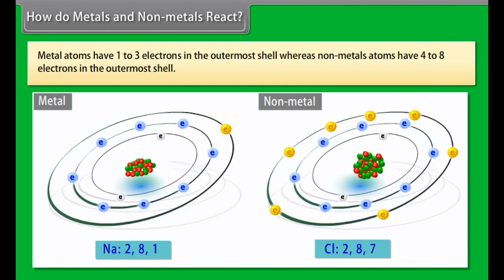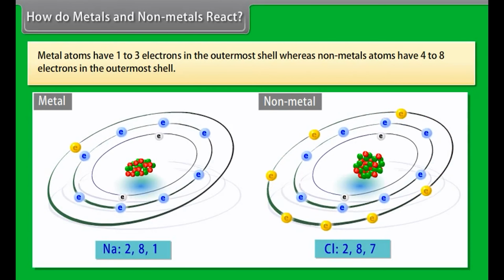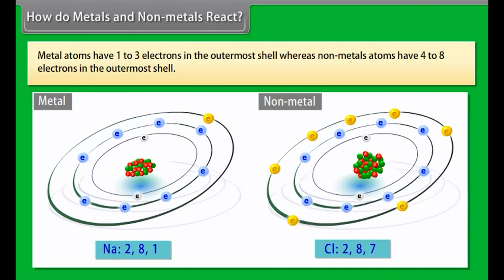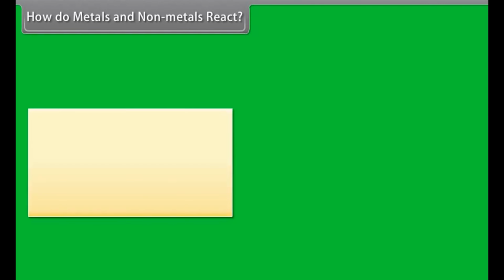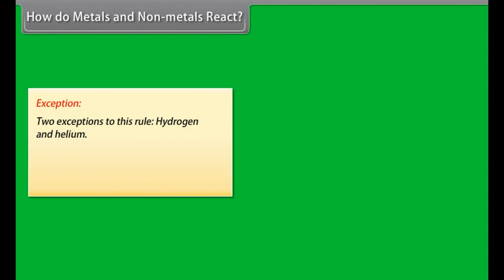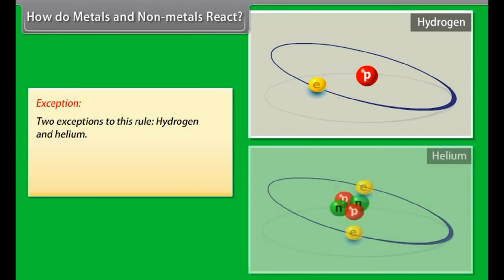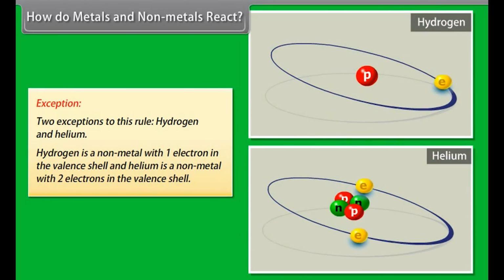Metal atoms have 1 to 3 electrons in the outermost shell, whereas nonmetal atoms have 4 to 8 electrons in the outermost shell. Exception: 2 exceptions to this rule are hydrogen and helium. Metals that donate electrons gain positive charge equal to the number of electrons donated, and nonmetals gain electrons and negative charge equal to the number of electrons accepted.